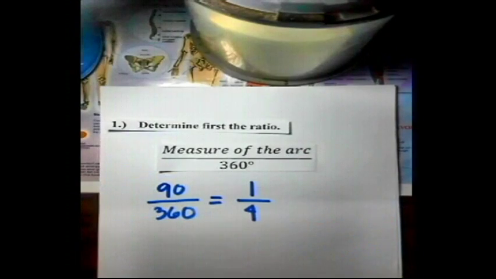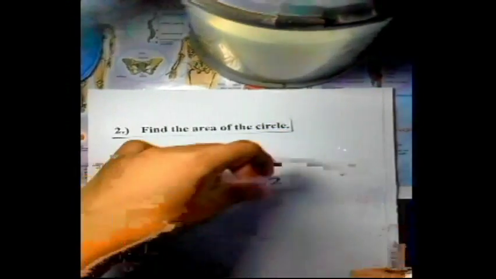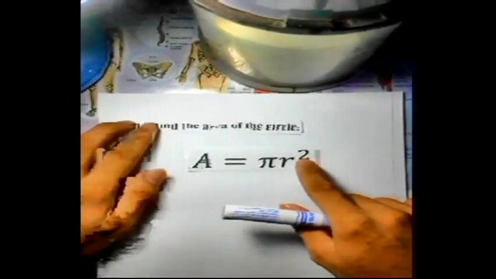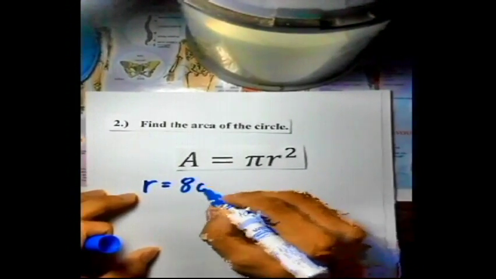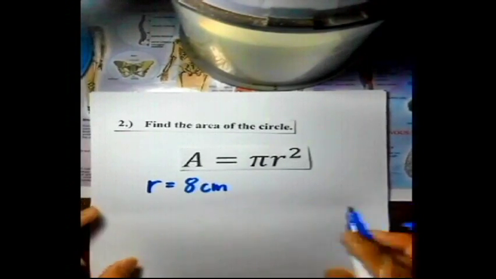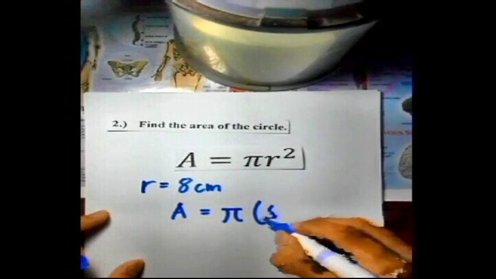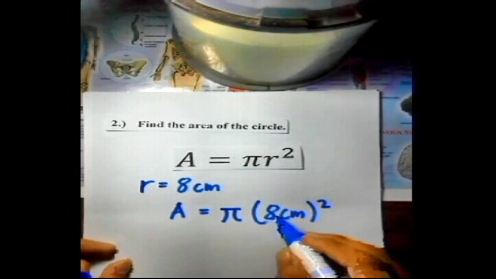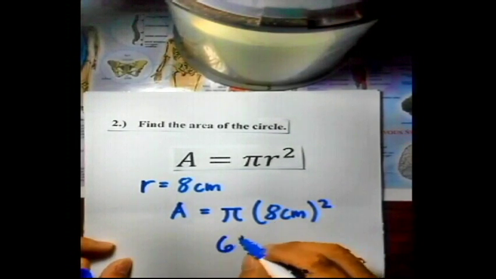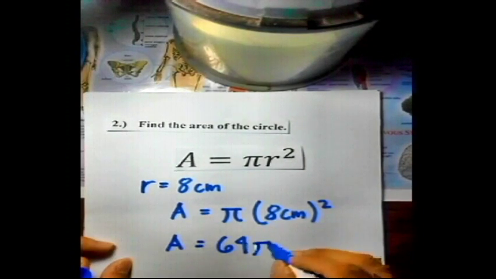So now let's continue with our second step: find the area of the circle. The formula for this is A equals pi r squared. Let's substitute our radius, which is 8 centimeters. A equals pi times 8 squared. 8 times 8 would be 64, because we have r squared. So our answer would be A equals 64 pi centimeters squared.